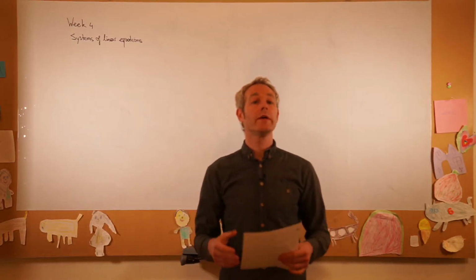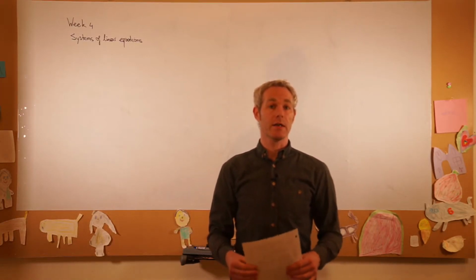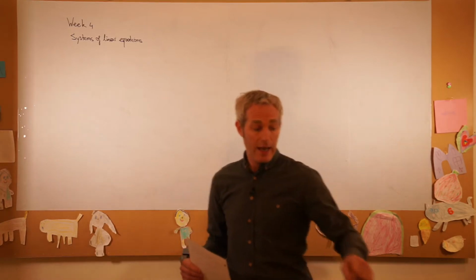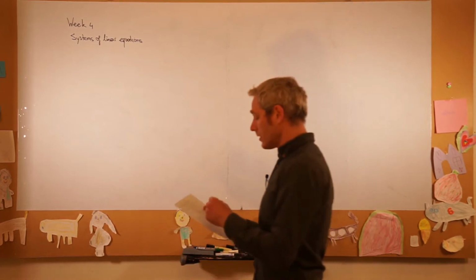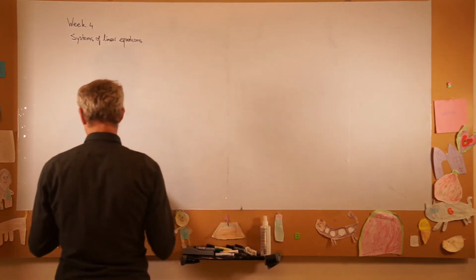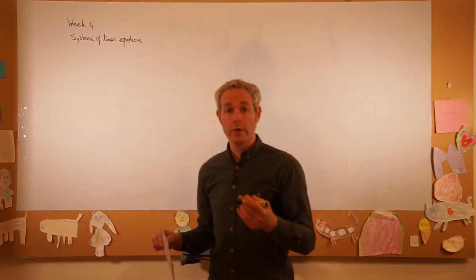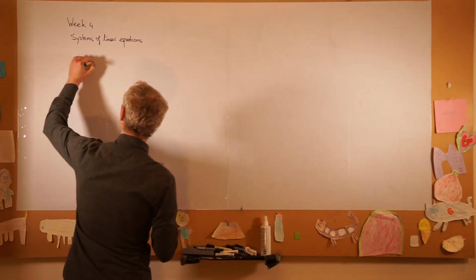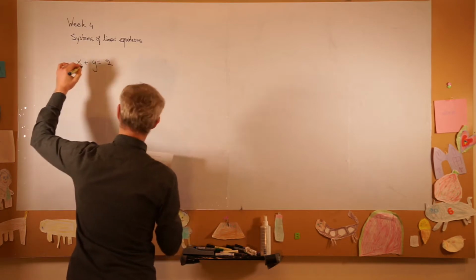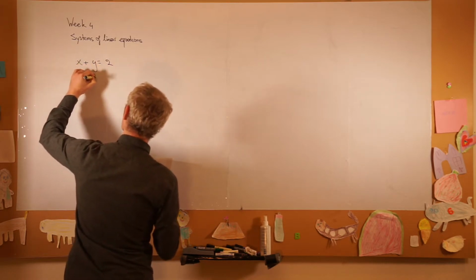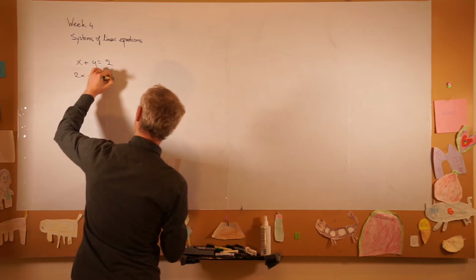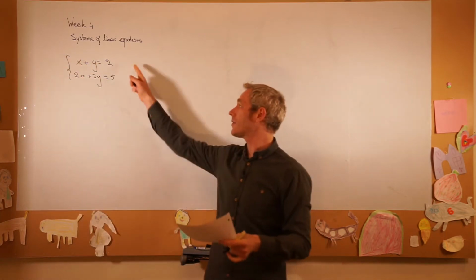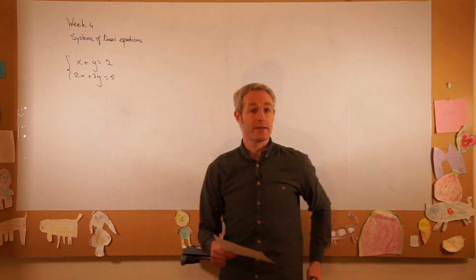Welcome everybody to week 4 of Engineering, Mathematics and Modeling, where we will be talking about systems of linear equations. And I will start with a first example of a system of two equations of two variables. So x plus y equals 2, 2x plus 3y equals 5. And we want to find a solution that satisfies both these equations at the same time.